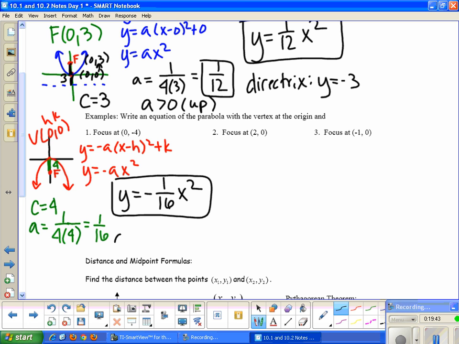And if I wanted to write the directrix, now notice that my directrix would be up here.